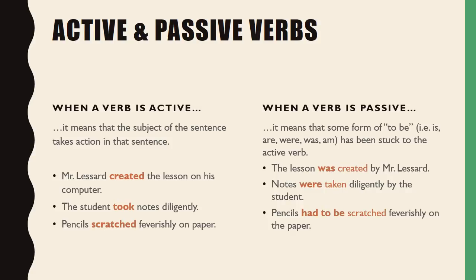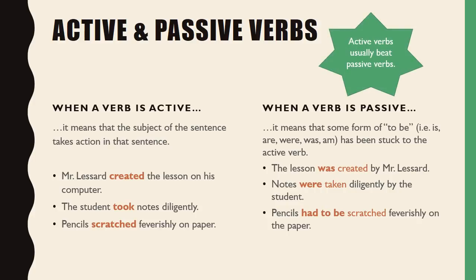In this case, the subject stays the same, but we added the verb phrase had to be, and then we have the secondary verb scratched. So where scratched is actually the more interesting verb, it takes second seat to this more boring verb phrase had to be. And we don't need the verb phrase had to be. We could have said the sentence without it. So the thing to remember is that active verbs usually, there are some cases where it's not true, but active verbs usually beat passive verbs.